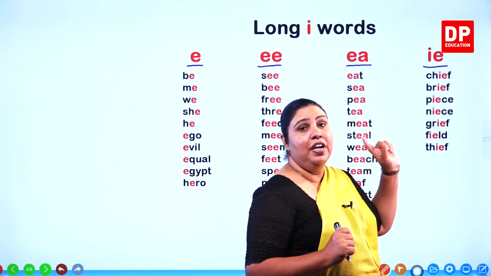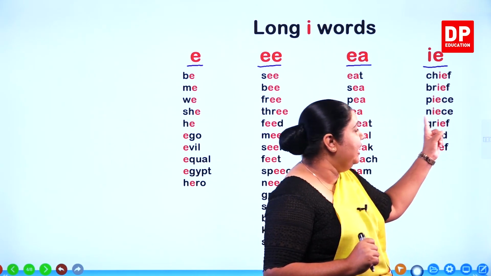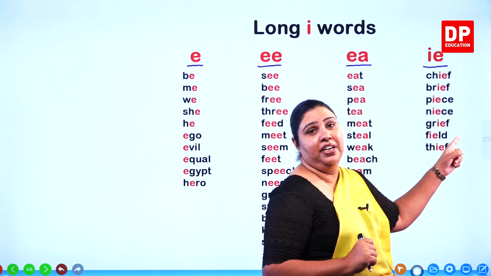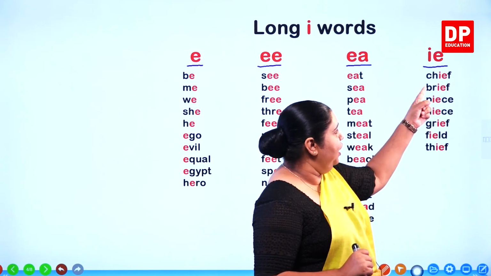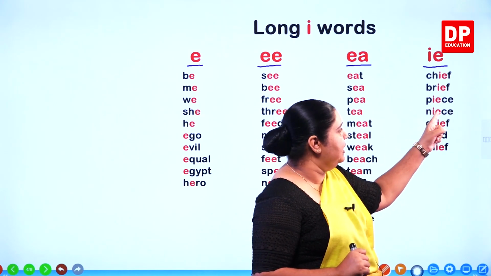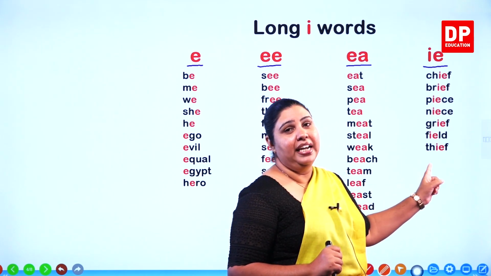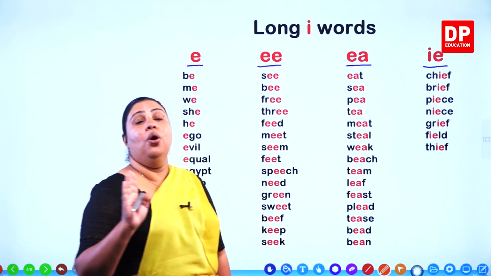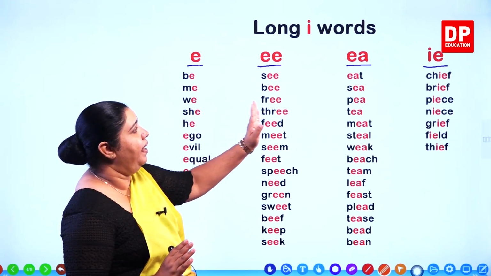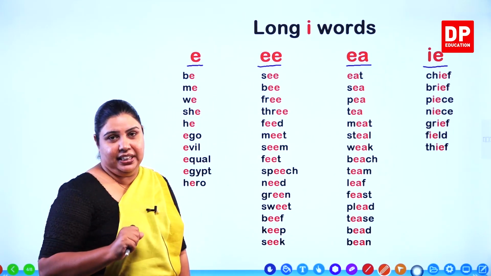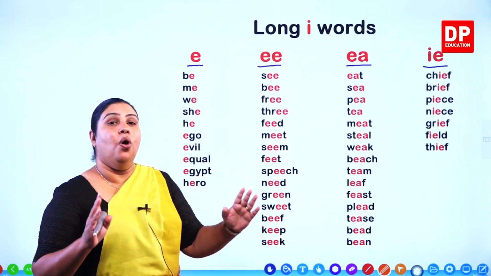Chief. Then we have brief, peace, niece, grief, field, thief. Right? So those are the long E sound blends. ඔන්න පුතේ අපිට long E sound එක හැදෙන විදි හතරක් අපි මෙතන ඉගෙන ගත්තා. There are some more sound blends that gives you the long E sound.